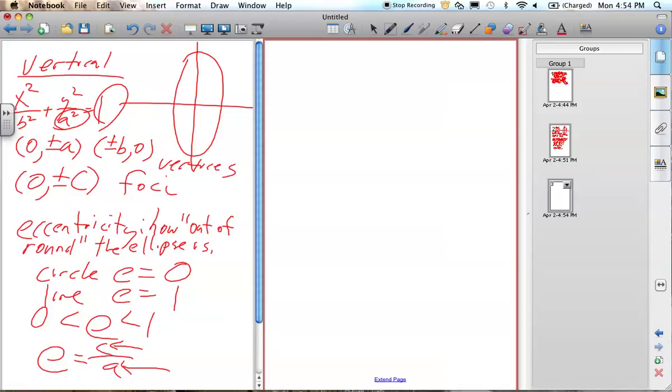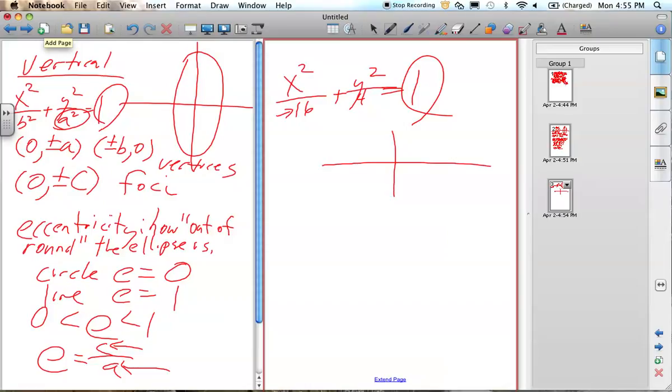They want you to sketch a graph of this one, which is x squared over 16. So the first thing to check, is that equal to 1? Yes. The bigger one is under x. This is going to be horizontally focused. Remember, this is a squared, so a is going to be the square root of that, which is 4. P is 2.